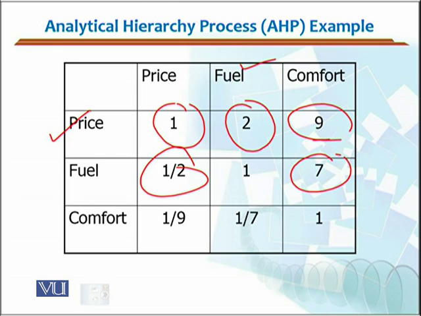Now comfort to price and fuel would be the reciprocal of different numbers. For example, if price to comfort is 9, then comfort to price would be 1/9. Then if fuel to comfort is 7, then comfort to fuel would be 1/7. Just the reciprocal of that number. And of course, comfort to comfort would be 1. So your pairwise comparisons would be there. Remember that it's the work of an expert to provide these pairwise comparisons, and you can have many more criteria. This is just an example in which we have just 3 criteria.